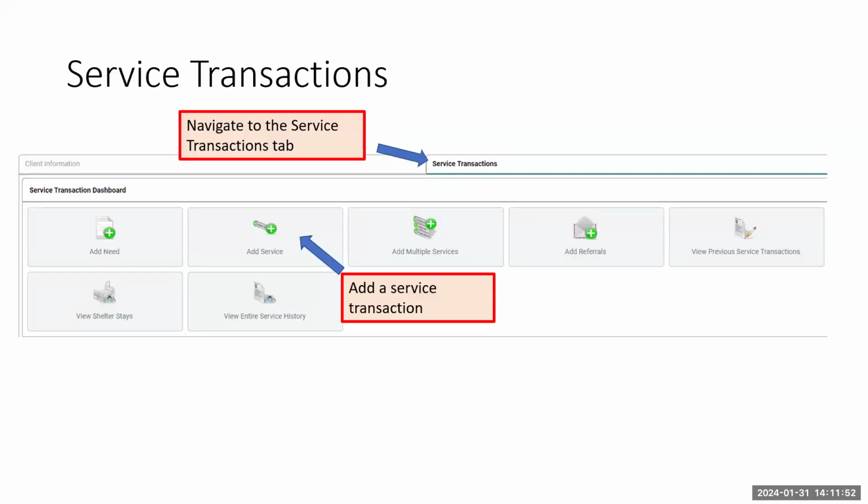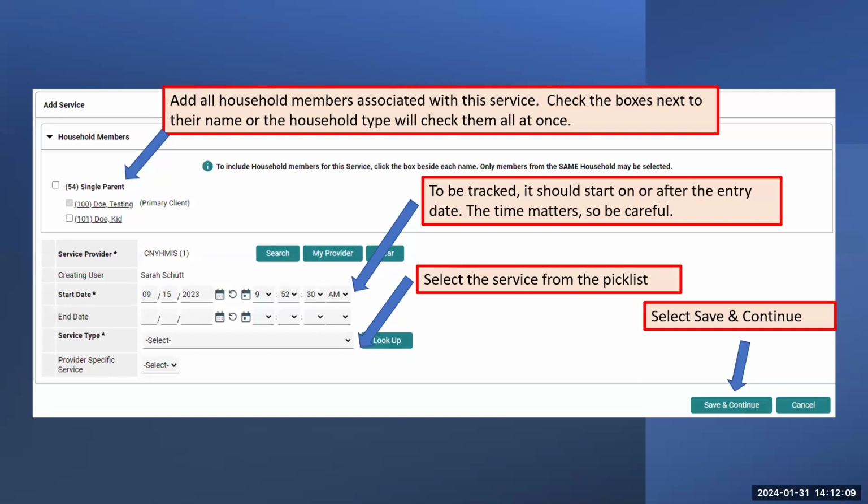So to use the service transaction module within HMIS, you're going to go into the client record and click on the tab for service transactions. And then you're going to add a service. When you do so, you'll see the household members auto-populate in the top left side of the screen. You're going to want to make sure to check all household members associated with this service transaction. Your service provider will auto-populate based upon your entered data.